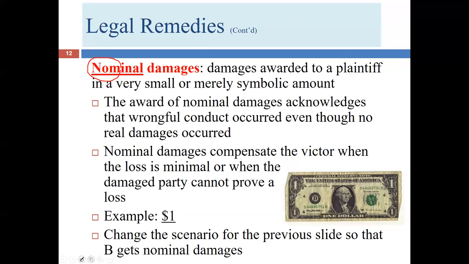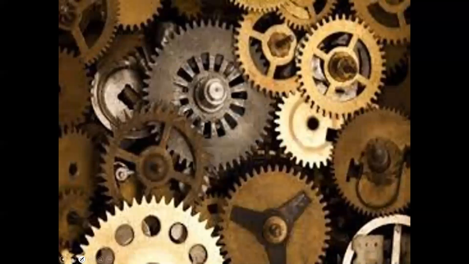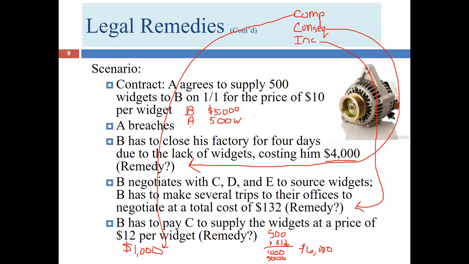So let's go back. Let's change the scenario so we can see what nominal damages might have looked like. Okay, so the first two facts remain the same. But in this case, B has a 30-day inventory of widgets, so he doesn't have to close his factory.